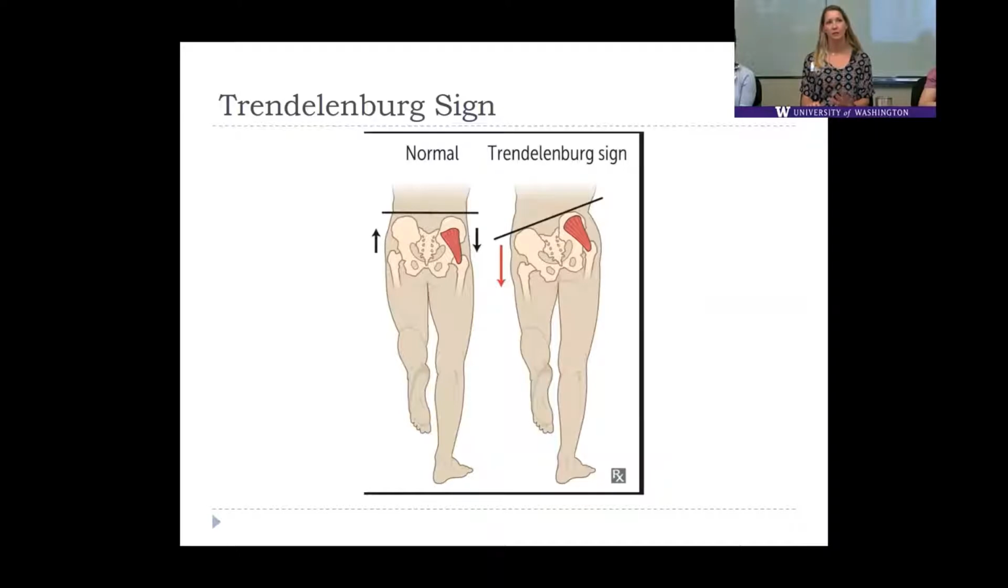This is just a great picture of what's happening in Trendelenburg. I wasn't sure if it was very clear in the videos, but when you're on that stance limb, the opposite side of the pelvis drops because the hip can't support the weight. And this is actually the test too that you could do and just observe in the clinic.